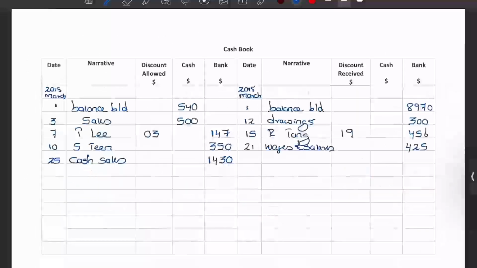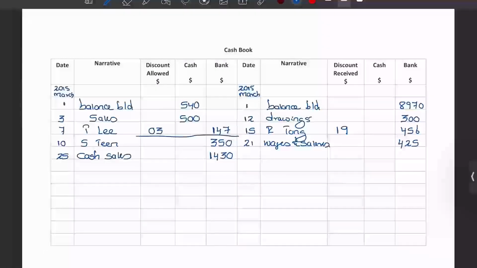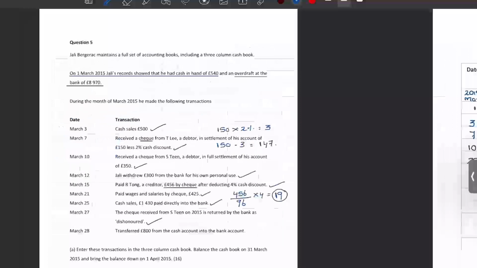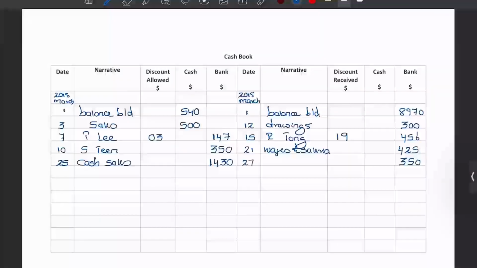Yes. Look at this. When you got the check from ST on March 10th, you debited, right? What do you mean by it's getting dishonored? You go and give this check to the bank. The bank is telling there is no money in his account. You are not going to get that 350. If you are not going to get that 350, you know what you have to do? You have to cancel it out. So whenever there is a dishonored check, on which side of the bank account do you need to enter? Credit side. Remember, you have to enter it on the credit side. What was the date? March 27. What do you write?